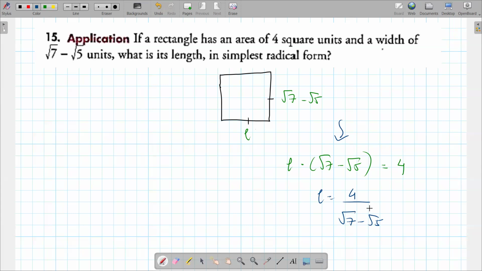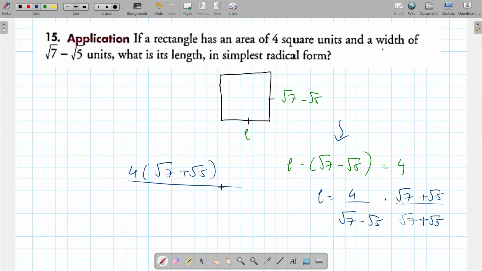You multiply it by root 7 plus root 5. Exactly. It's called rationalizing the denominator. You multiply it by the conjugate. Then root 7 plus root 5. So in the numerator, you'll get 4 root 7 plus root 5.